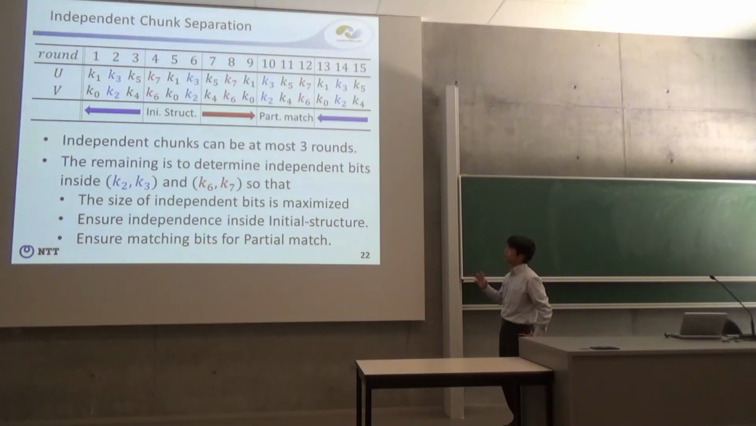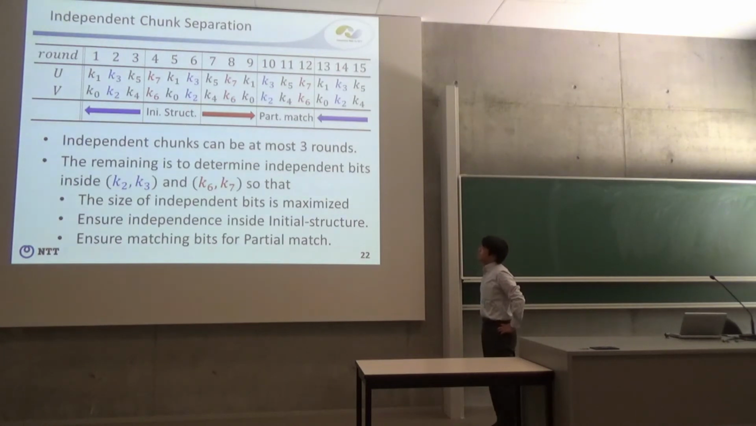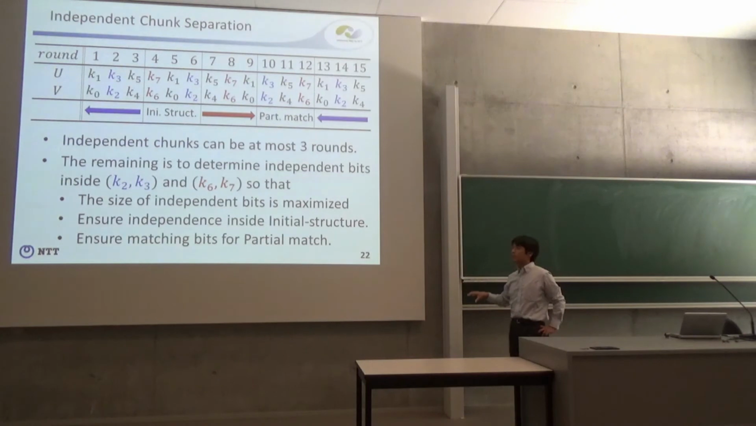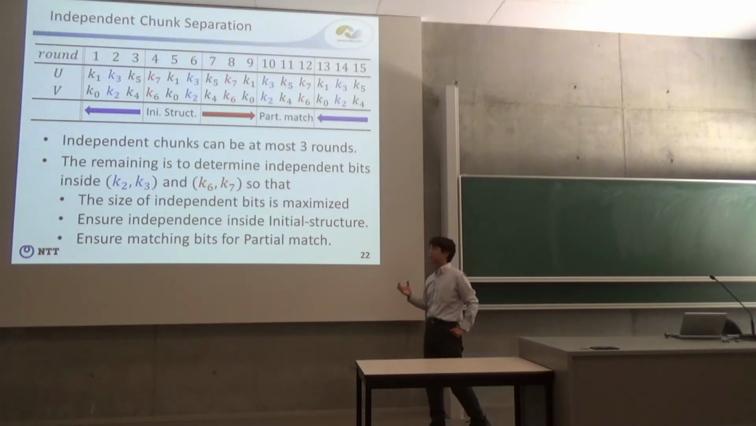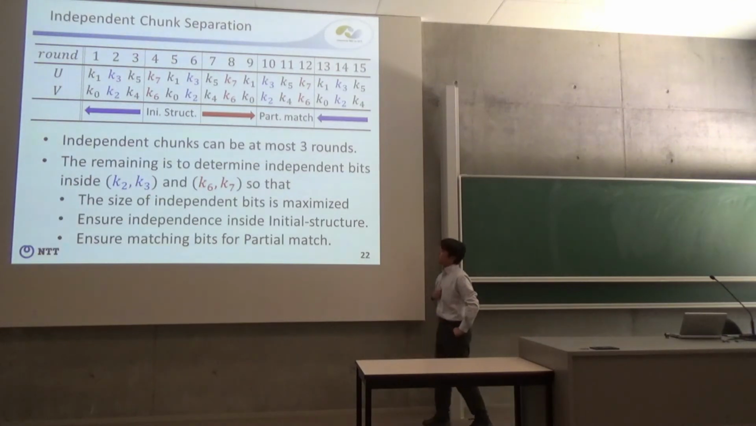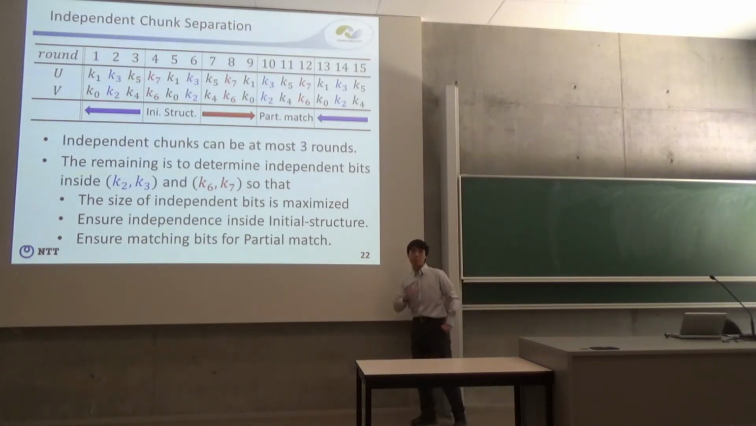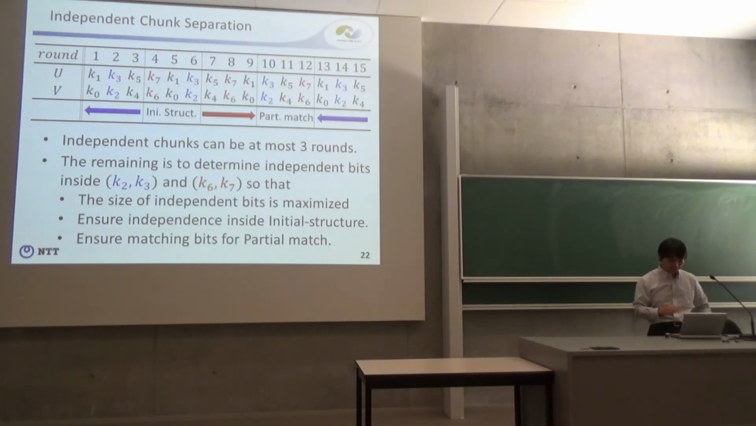Then we have to do something for the 3-round insert structure and the 3-round partial matching. This is quite reasonable because independent chunks can be at most 3 rounds. If you go 4 rounds, then every key bit is used, so there would be no independent keys. The remaining task is to determine independent bits. Inside K2, K3, K6 and K7, you don't have to use all of them as independent, so we have to determine which bits are independent. We want to maximize the size of the independent key bits to increase the attack efficiency. We need to ensure the independence inside the insert structure, and we need to ensure the matching bits for partial match. Okay, so let's do it by using MILP.